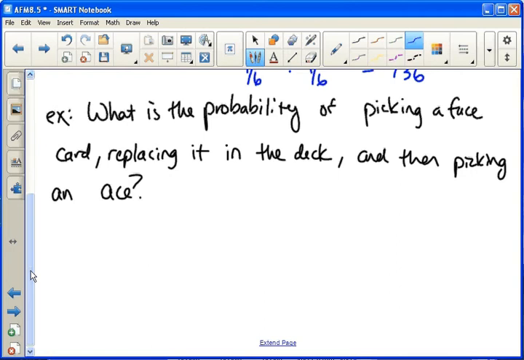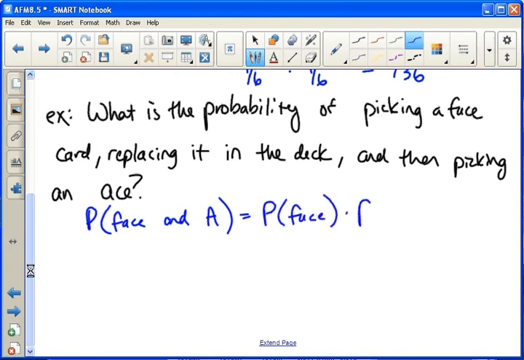But the point is, since you returned that original card to the deck, it's random all over again. You've still got 52 cards to pick from. Your first pick should have no effect on your second pick. So these are independent events as well. Since you replace the card in the deck, the first pick has no effect on the second pick, and the two events are independent. So the probability of choosing a face card and then choosing an ace is equal to the probability of a face card times the probability of an ace.